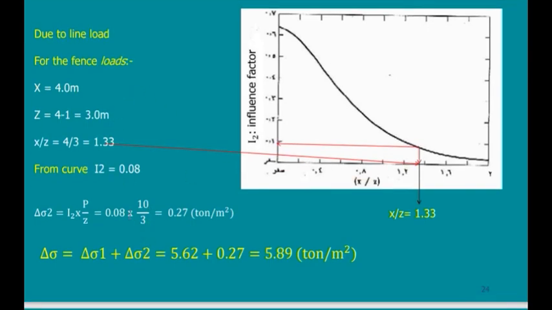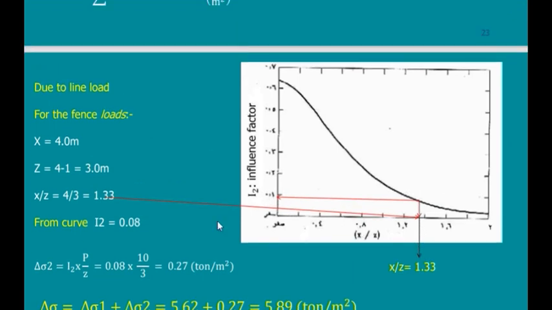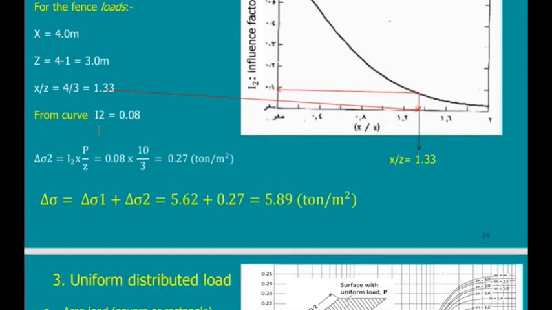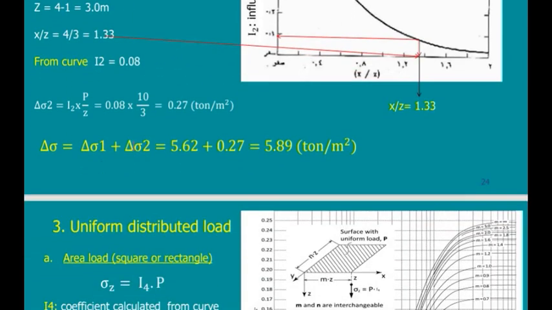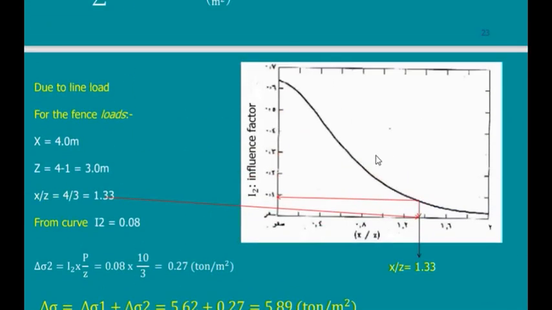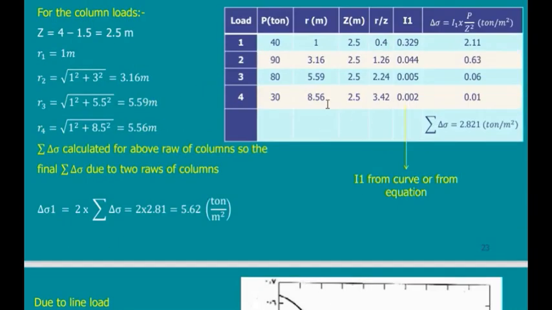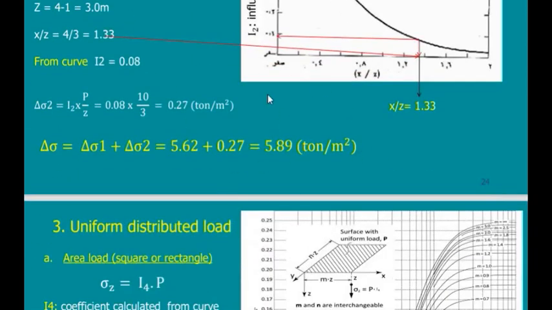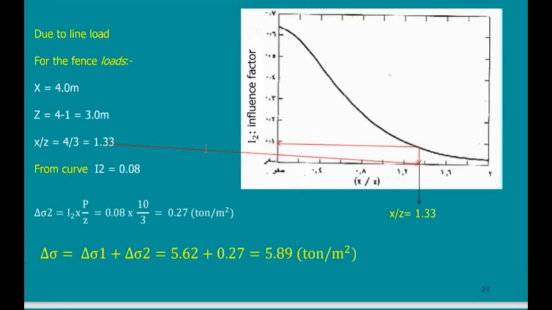This is how you use these charts. From the influence line you cut the curve, and then you go down to get the value of x, and so on. This is in case of the line load. And then I sum both together, the effect of the line load with the effect of the concentrated load, to get all what I need.